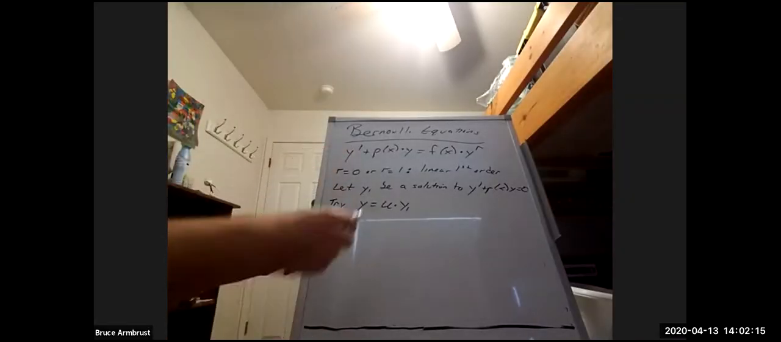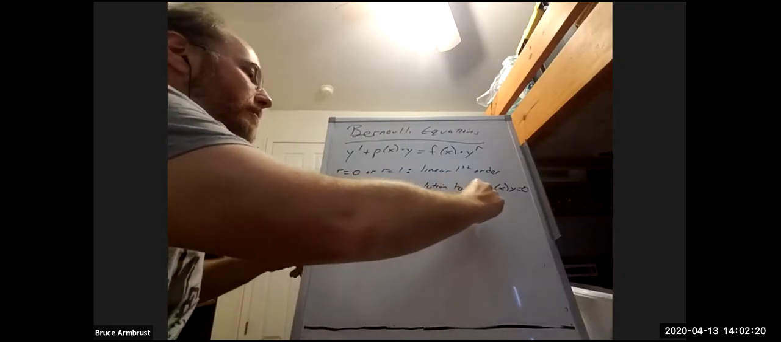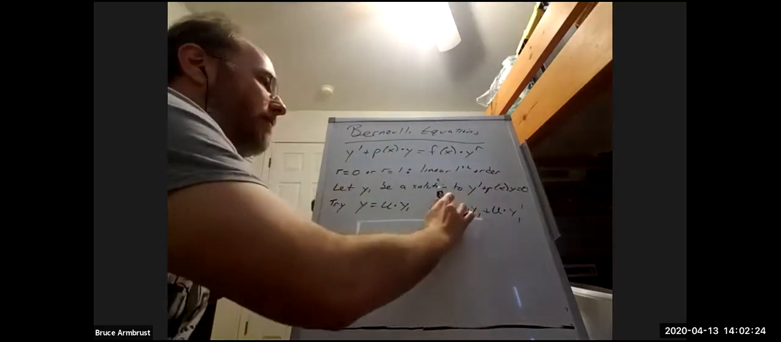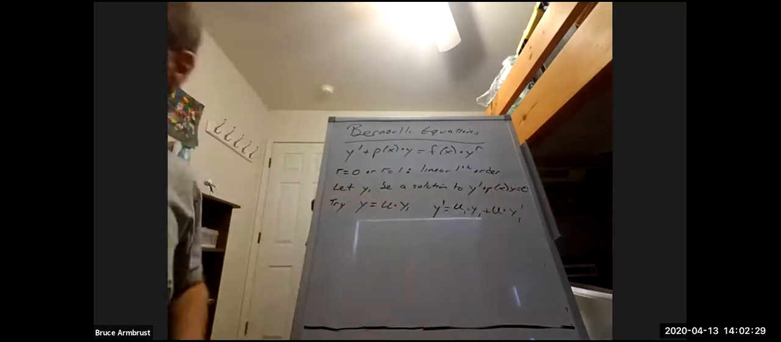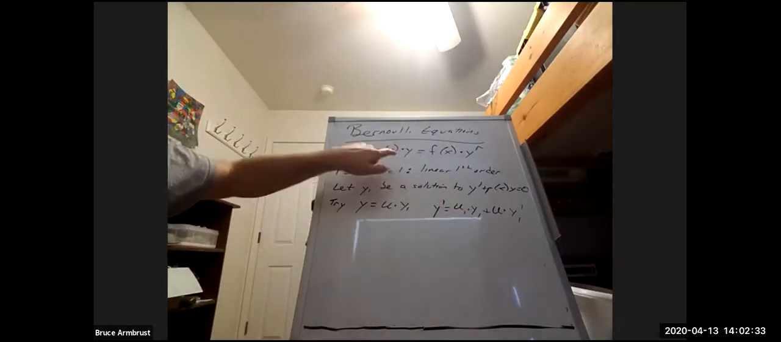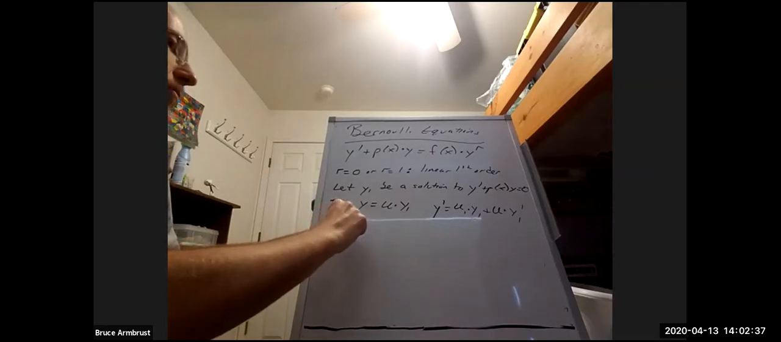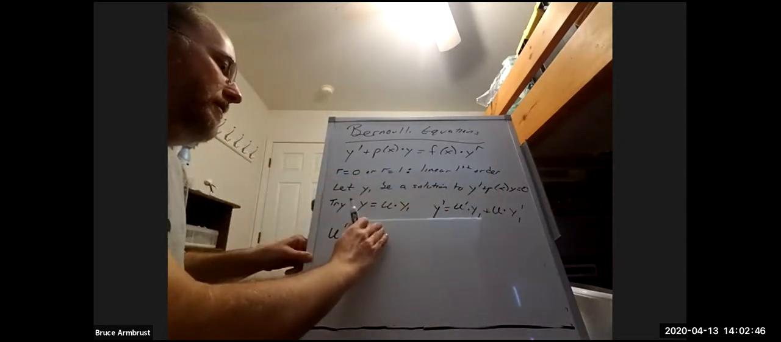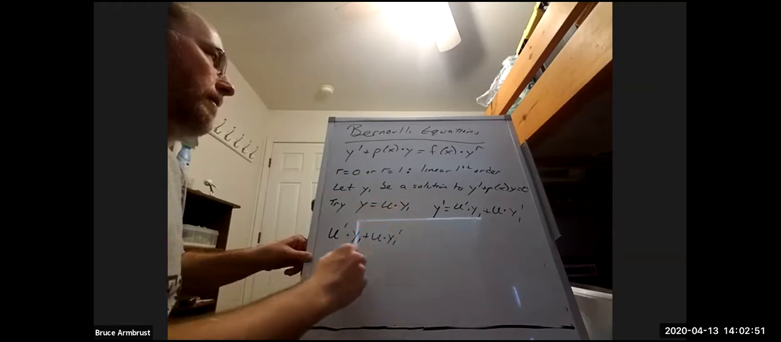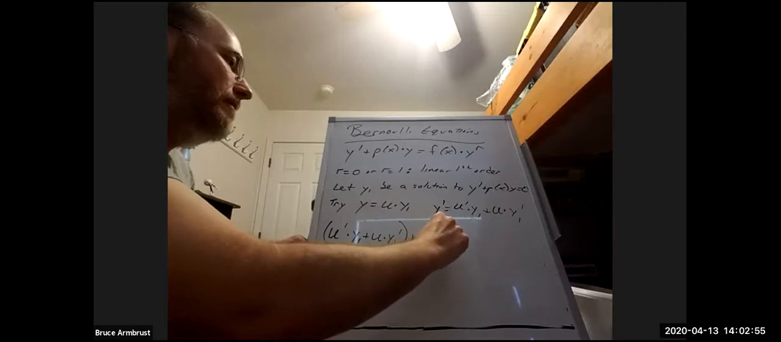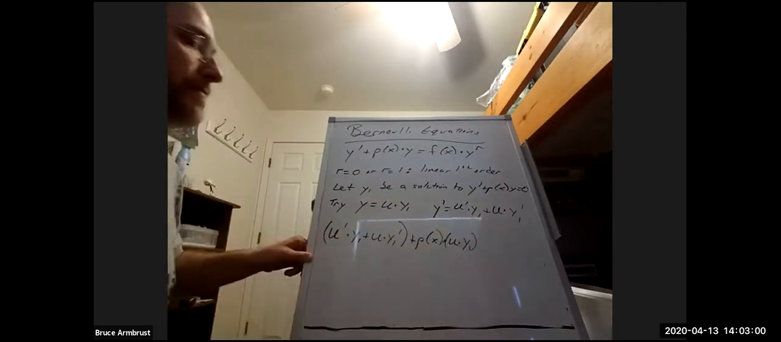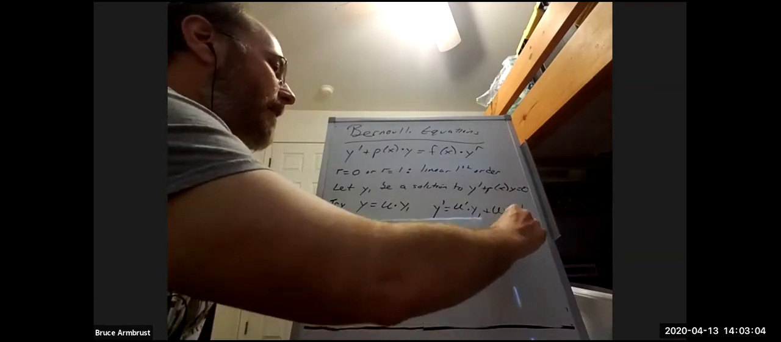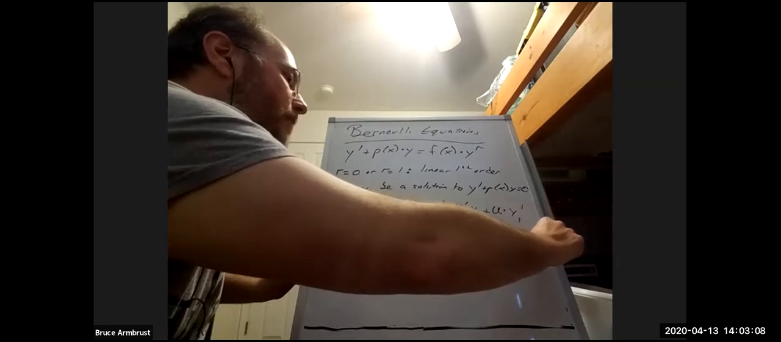So what we're going to do is just plug it back in and see what spills out. If we let y equal u times y1, we need a y prime. So y prime is going to be u prime times y1 plus u times y1 prime, right? u is some function, so we need to make sure we keep that in there. And then let's put this into the differential equation. So we're going to have u prime times y1 plus u times y1 prime. We're going to add to that p times u times y1. And we want that to equal f of x times u times y1 to the r.